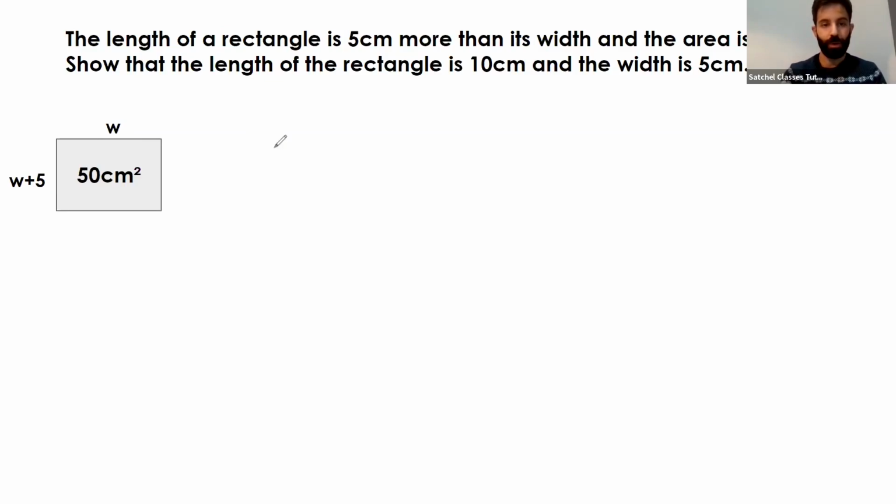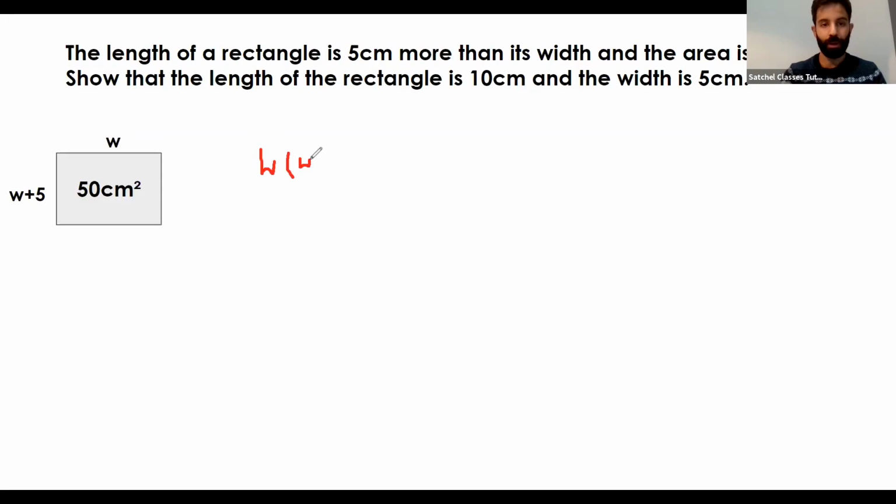So W multiplied by W plus 5 equals 50, right? So this width multiplied by this length will give us 50. Now, we need to expand this. So what we'll end up with is W multiplied by W, which is W squared, plus W multiplied by 5 is just going to be 5W, and 50 stays as it is.